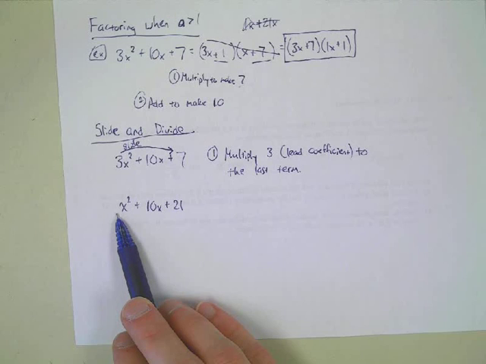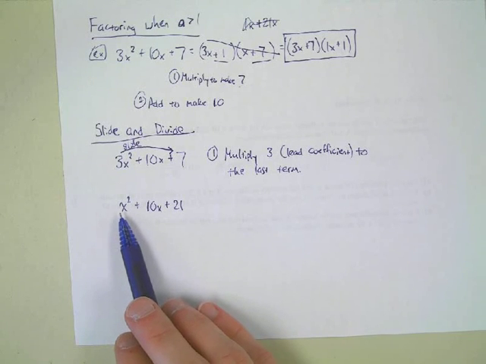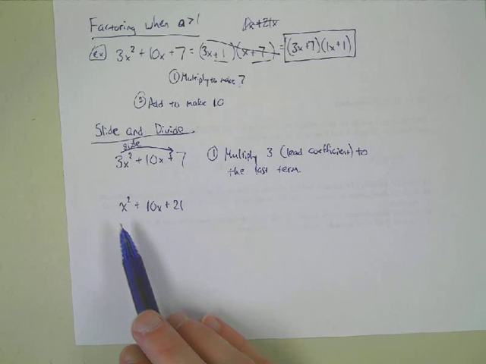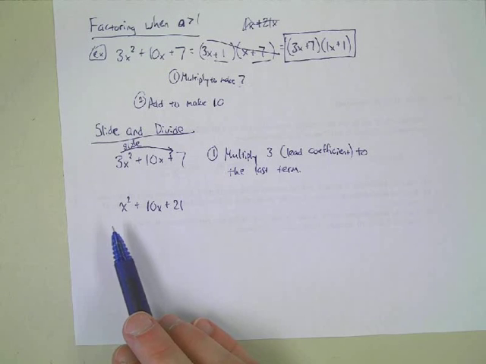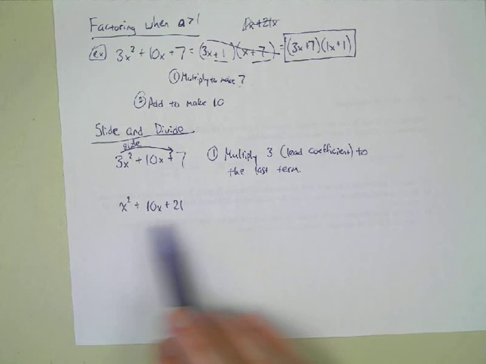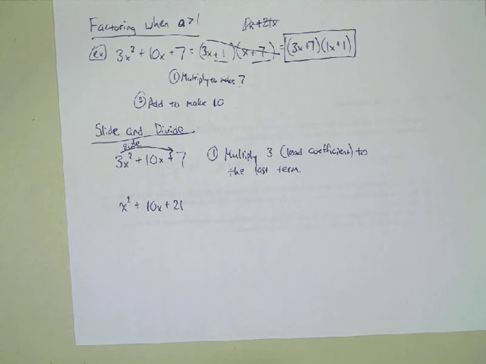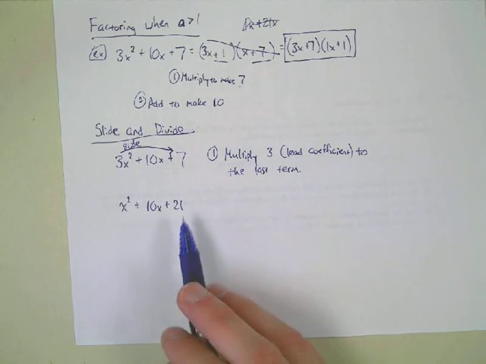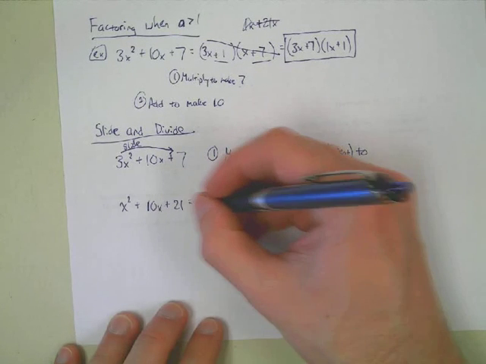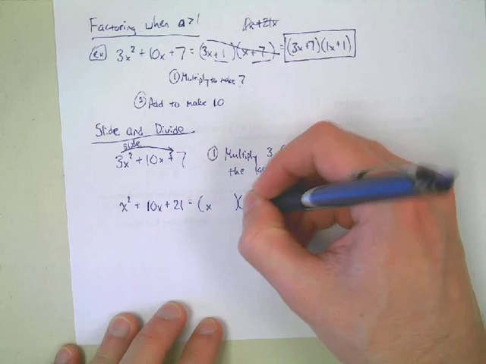Well, what's the number in front of the x squared? So 1. So now we can use those rules that we learned yesterday. To factor this, we want to find two numbers that multiply to make what? We want to multiply to make 21 and add to make what? 10. Okay, so what are two numbers that multiply to make 21 but add to make 10?